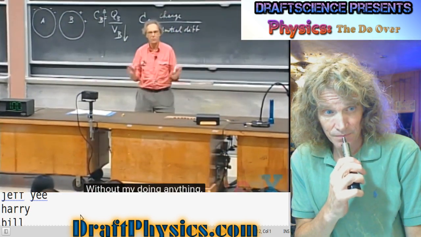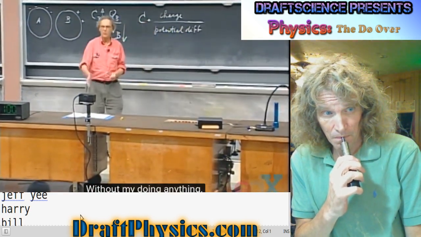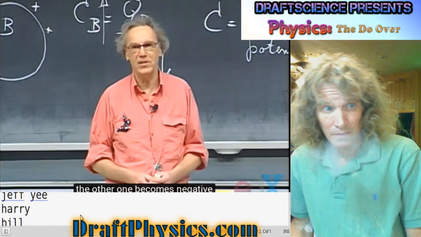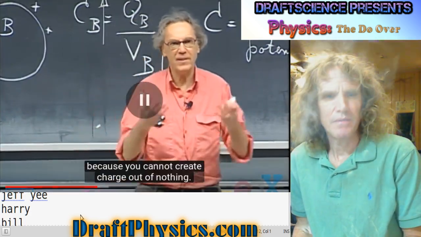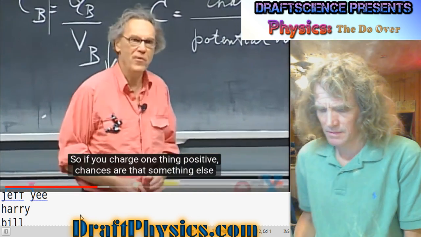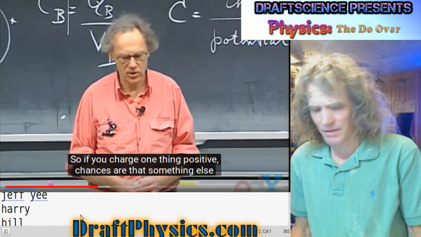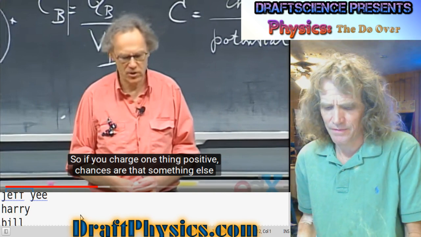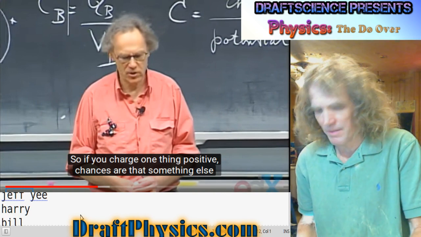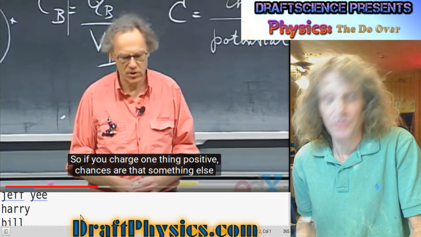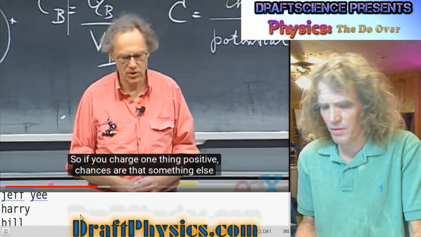Remember then we had this Wimshurst machine which I was cranking and I was charging one plate positive and the other one negative without my doing anything. If one becomes positive, the other one becomes negative by exactly the same amount because you cannot create charge out of nothing. So if you charge one thing positive, chances are that something else... All right, well, that's really not true. So the obvious example would be if you're making single charges, like balloons or something, you're going to charge one positive and one negative.